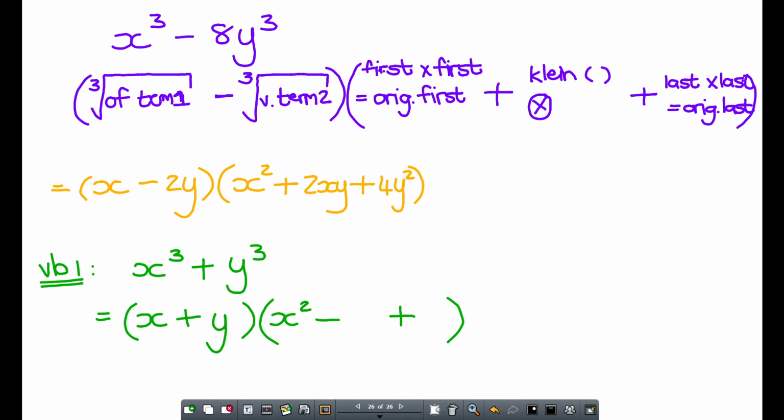Okay. Dan weet ek, the last one times the last one will give me the last term. So hoeveel gaan ek daar hê? Y tot die mag 2. Okay, and then finally, these two multiplied will give me that term. Nee, en x maal y geef my xy.